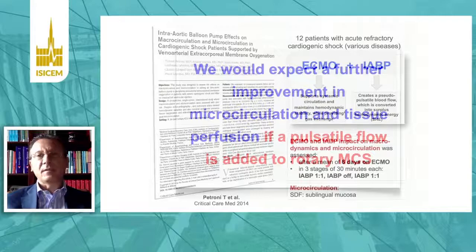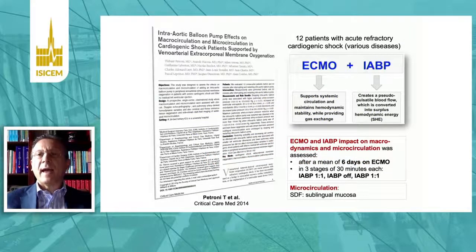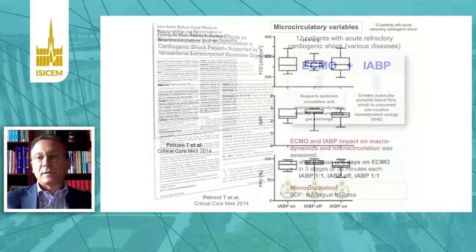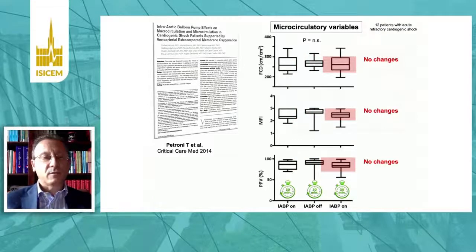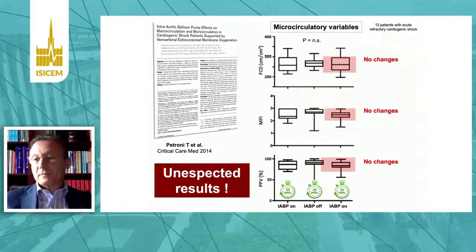VAD. In this study, 12 patients with acute refractory cardiogenic shock were supported by ECMO and by balloon pump counterpulsation, which create a pseudo-pulsatile blood flow. The ECMO and balloon pump impact on microdynamics and microcirculation was assessed with the SDF, second generation handheld microscope. And at different times, the authors did not find changes in microcirculatory variables, so they found unexpected results.